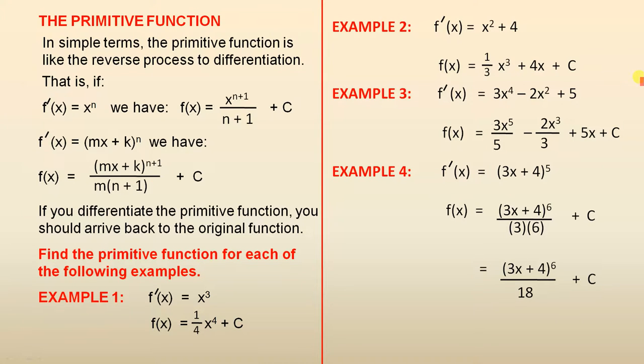The primitive function. In simple terms, the primitive function is like the reverse process to differentiation. That is, if f dash x equals x to the power of n, we have f x equals x to the power of n plus 1 over n plus 1 plus c, which is a constant. So if you differentiate that, you will get this answer here.